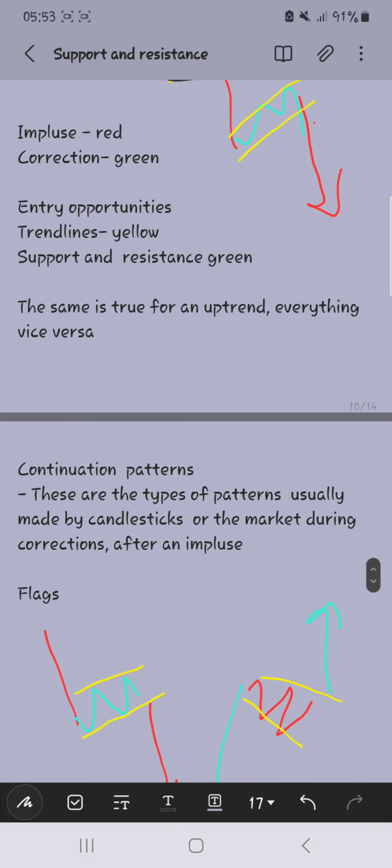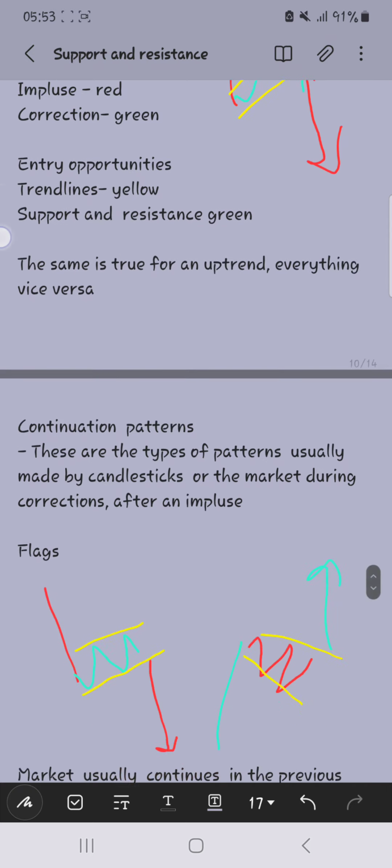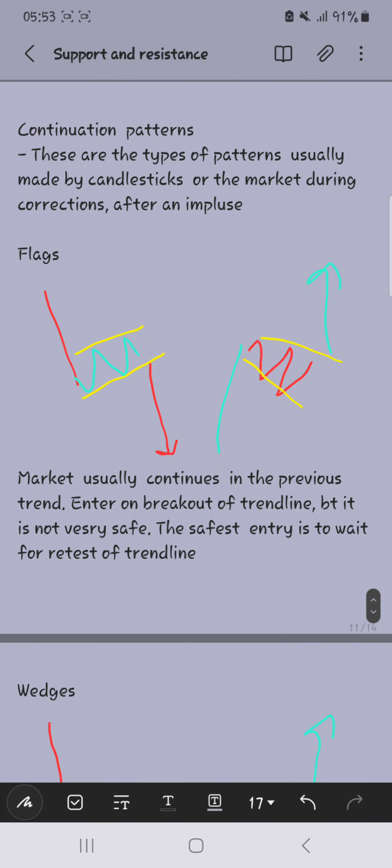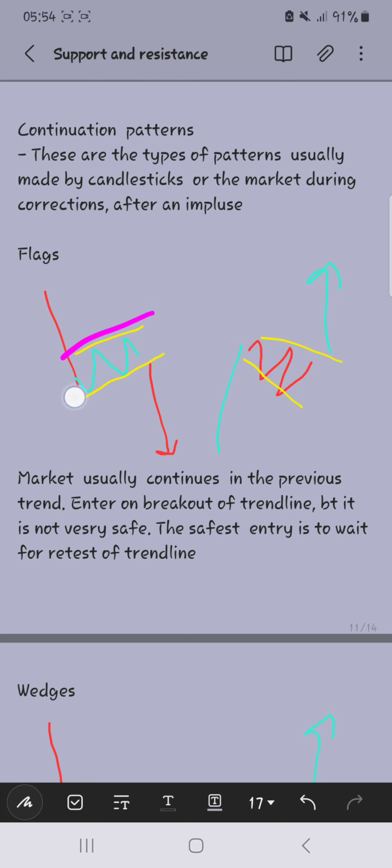So for the continuation patterns, these are the continuation patterns, these pullbacks, right? So what do you have to look for in your continuation patterns? First of all, they are what we call flags. This is a flag, and this is another type of flag. The flag can be equidistant, a nice flag, or it can go a little bit expanding, a little bit wider as it goes. But it's just the same concept.